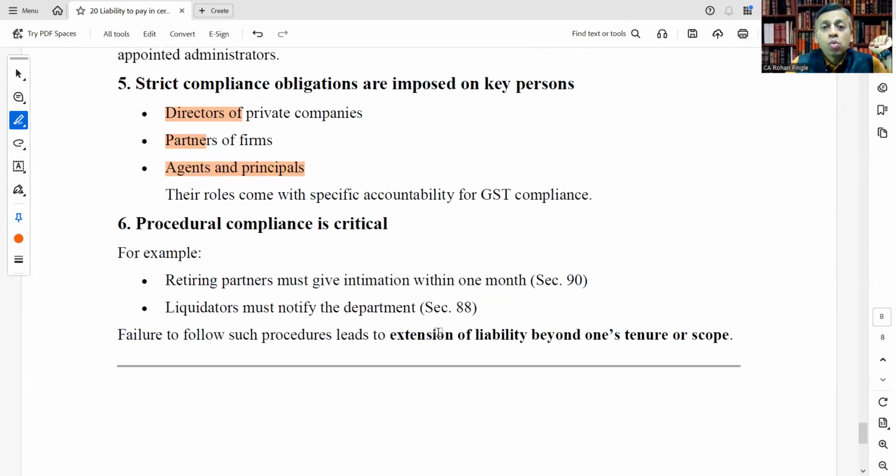Procedural compliance is also critical. For example, retiring partners must give intimation within 1 month, otherwise he will be liable till he files the intimation. Liquidators must notify the department. Failure to follow such procedures leads to what? Extension of liability beyond one's tenure or scope.